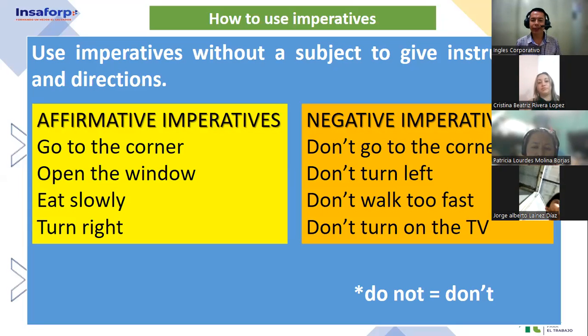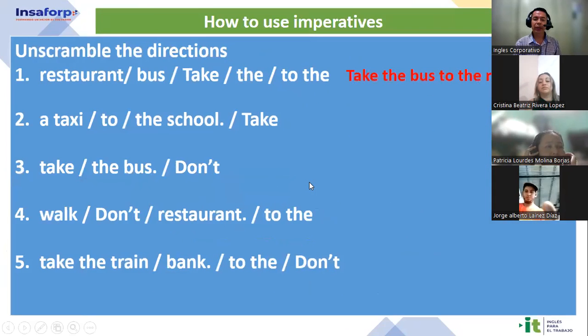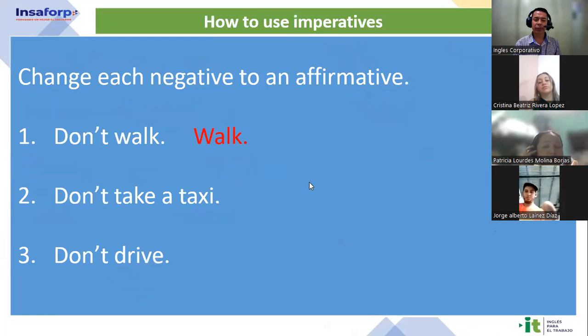So we don't use a subject. We go with the verb immediately. We say go. We don't say she goes or they go or I go. No, no. Only go, open, eat, etc. And when we give negative, we say don't go, don't turn, don't walk, don't turn on the TV, etc. And here we have some examples of imperative, right?